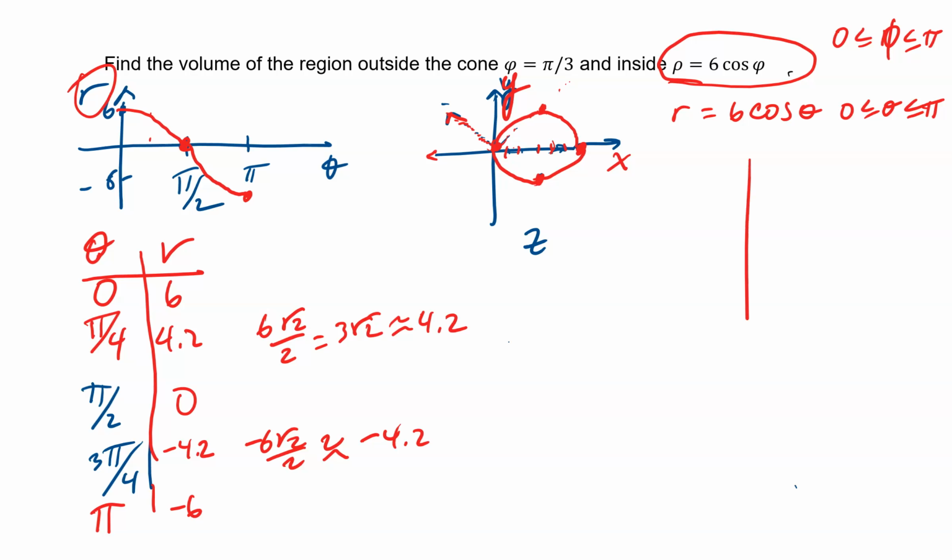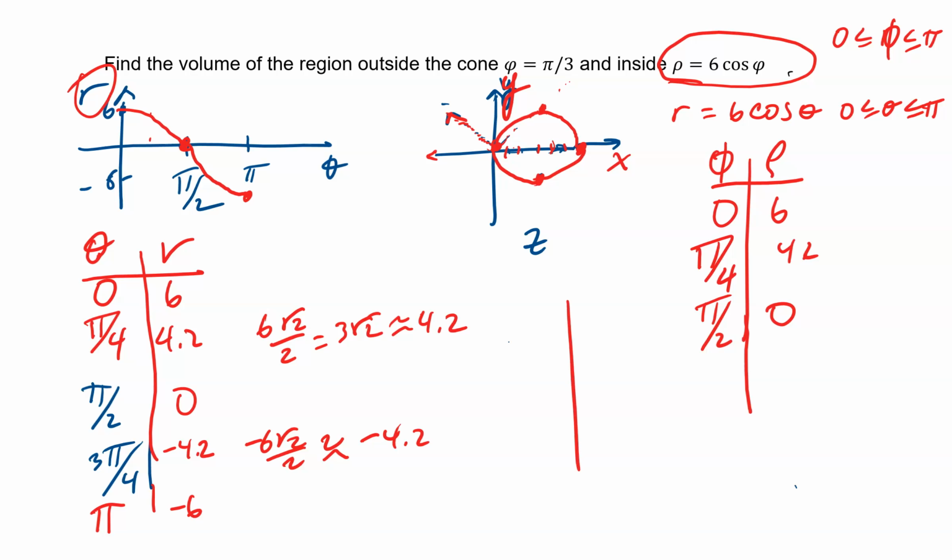But just to remind myself, when I'm trying to find my rho based on certain values of phi, when phi is equal to 0, then my rho will be 6, and at pi over 4 we get about 4.2, and when phi is pi over 2, we get back to 0. And then we're actually not going to worry about the negative values of phi. What happens is phi is that angle that's from the positive z-axis.